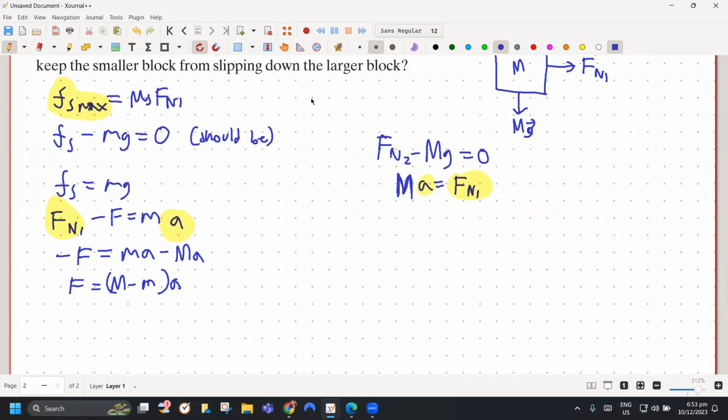I think may mali, may sign error ka somewhere. Tingnan mo yung first na equation mo, yung Fn1 minus F equals MA. Ano yung A? That's the x component of the acceleration, which we assume dapat magiging positive. Ano ba direction ng Fn1?